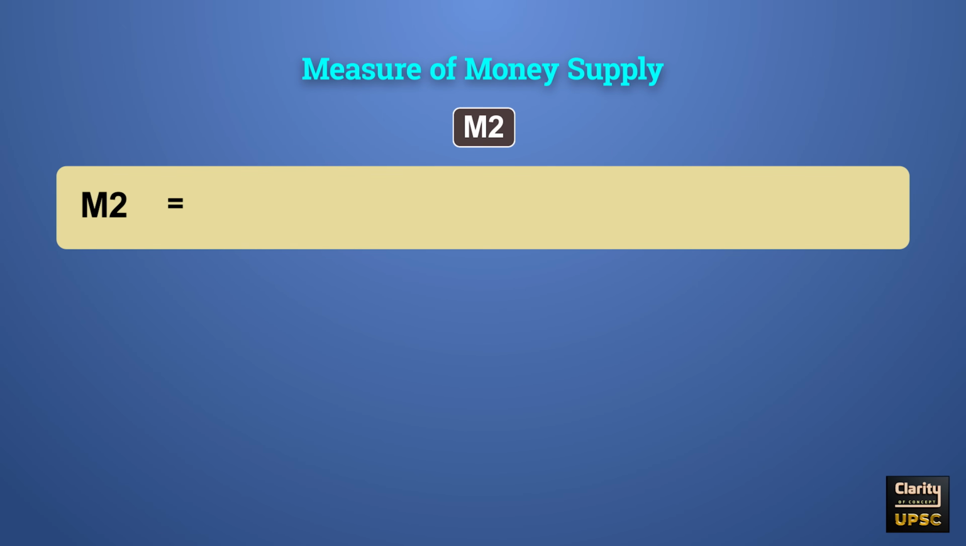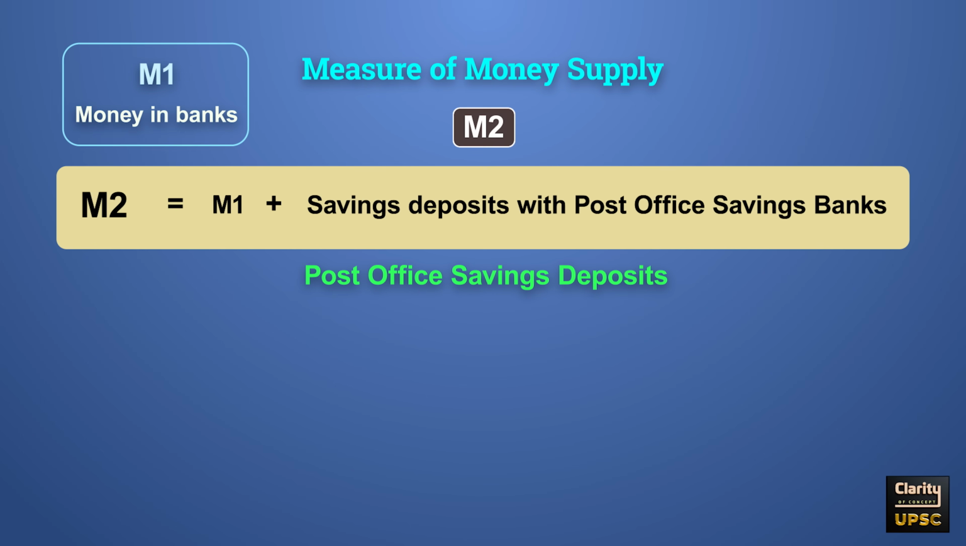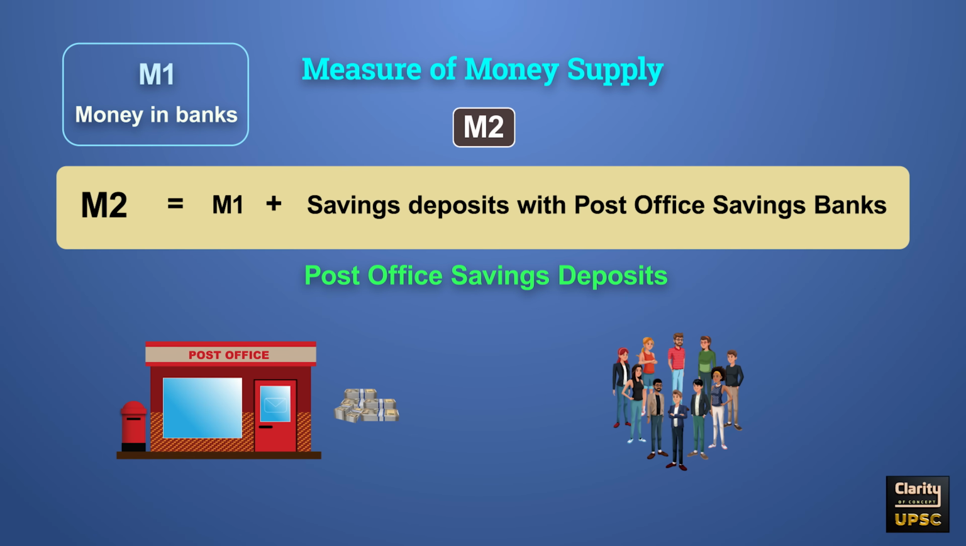M2 is equal to M1 plus savings deposits with post office savings banks. We already know M1. So M2 adds one extra thing, post office savings deposits. Let us explain that. M1 tells us about money in banks. But many people also keep money in post offices. These post office savings are included in M2.